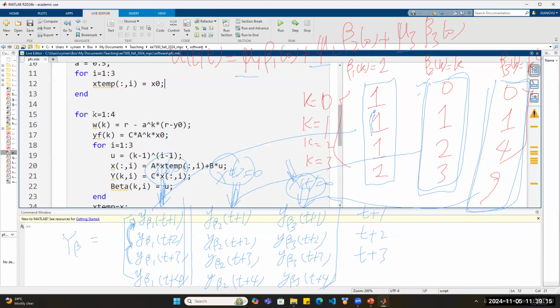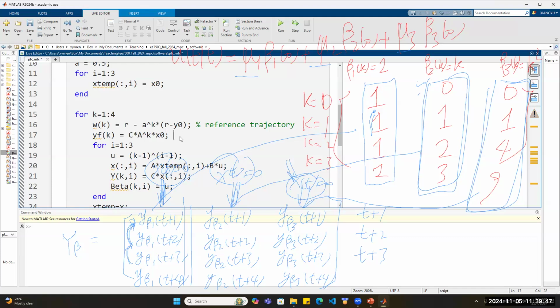Then we do this for the time horizon. Therefore we calculate y t plus 1, y t plus 2, until y t plus 4. In this step, we calculate the reference trajectory using r t plus k minus alpha to the power k times r t minus y t.